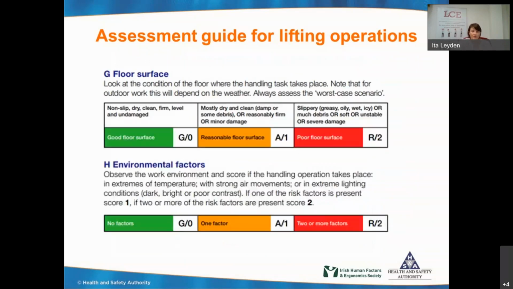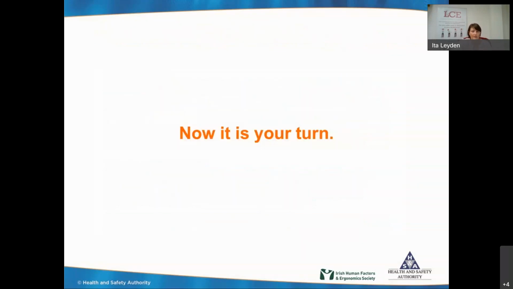Then we look at the floor surface. So again, this can contribute to the potential for musculoskeletal ill health. So we look at the floor in good condition, reasonably good condition, or very poor condition. Then we also look at environmental factors. So we look at, for example, are there extremes of temperature, or is somebody working in an area where there's significant gusts of wind that could result in musculoskeletal ill health, and we score accordingly.